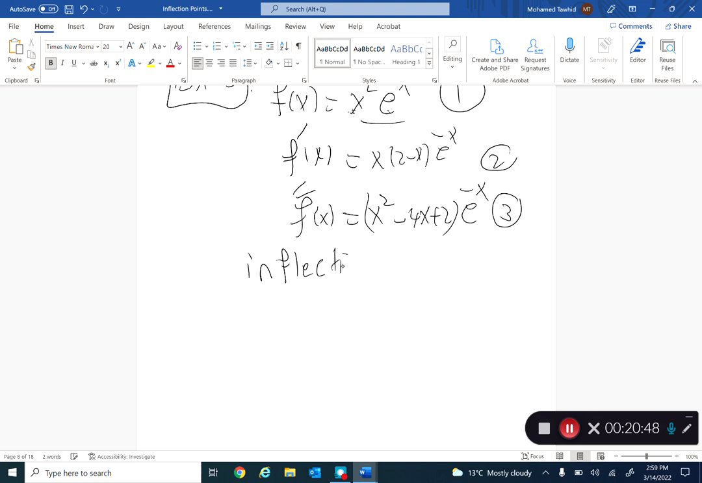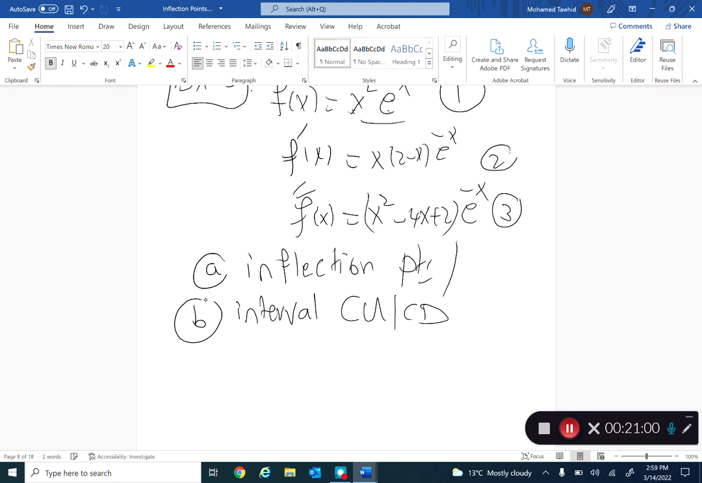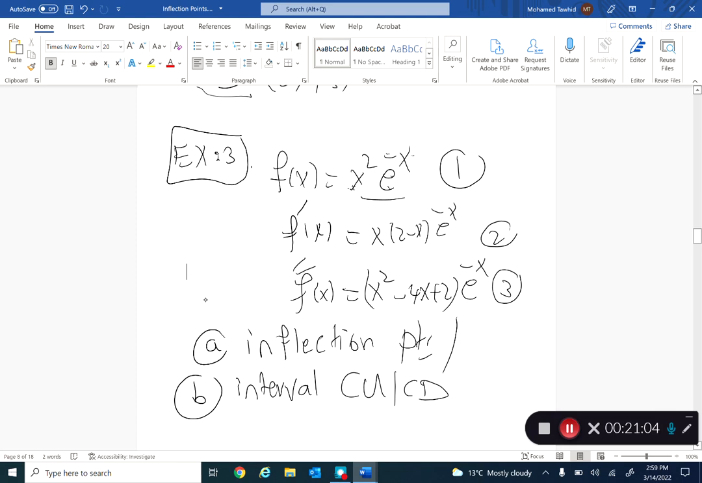I need to find the inflection point. Also, I need to find the intervals where f is concave up and concave down. So that is A, I need the inflection point. B, the intervals where f is concave up and concave down. Okay, so here apply the product rule and then simplify, you get this one. Then apply the product rule again to get the second derivative.